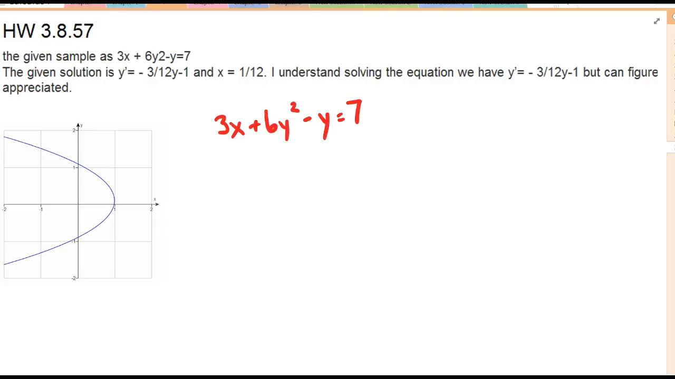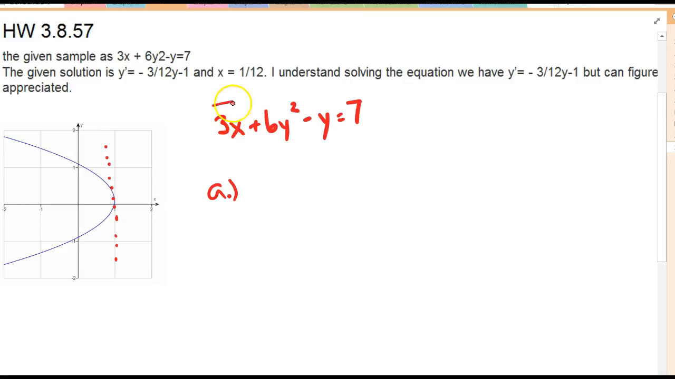The purpose of this video is to go over 3.8, number 57, and we're asked to determine the point where the curve has a vertical tangent line, and then whether the curve has any horizontal tangent lines. So for part A, we want to find if there is any vertical tangent line. Looking at the graph, we would expect to see a vertical tangent line, but we wouldn't expect to see a horizontal one.